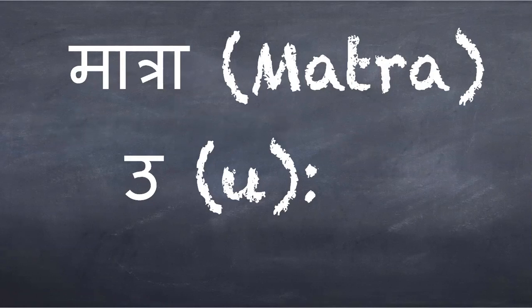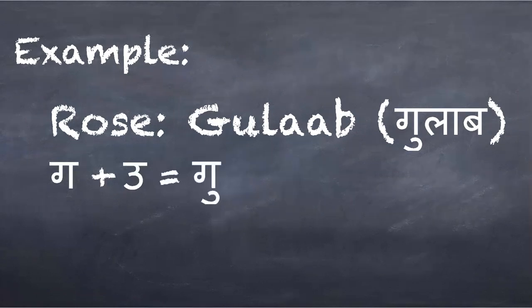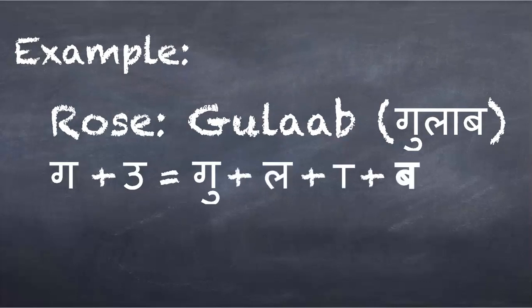Now Swar U is represented as this Matra. Now let's see how we can use this Matra in a word. For example, rose in Hindi is called gulab. Now gu sound is made by using Vyanjan G and Swar U, and together they are going to make gu sound. And then we'll take Vyanjan L, Swar A and B, and together it will make gulab.